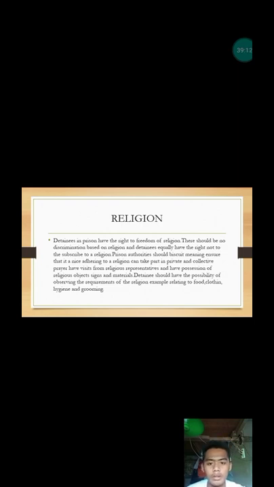So regarding religion in the detainees, they have freedom of the religion that they choose, there should be no discrimination, and they equally have the right to choose their own religion and what they believe.